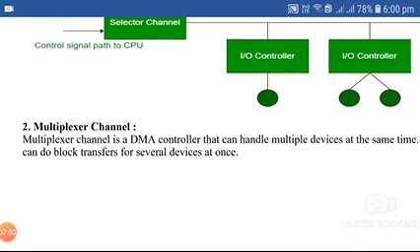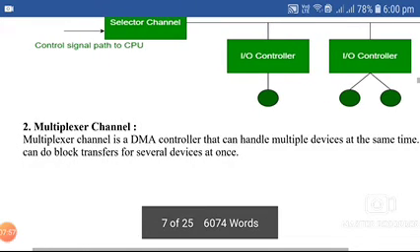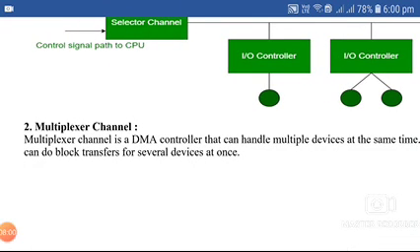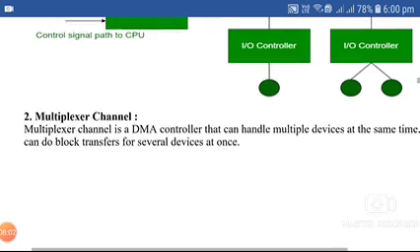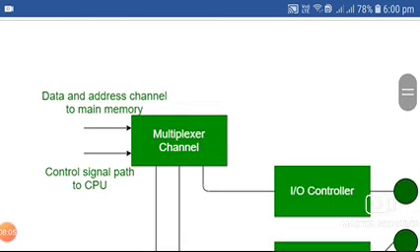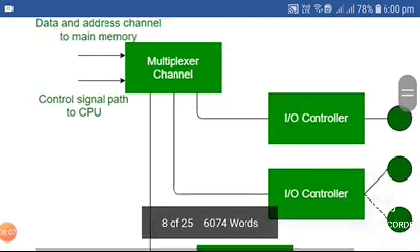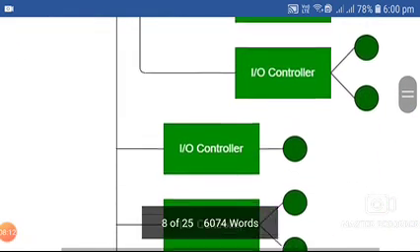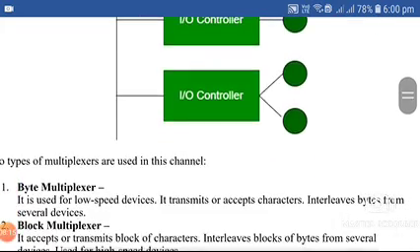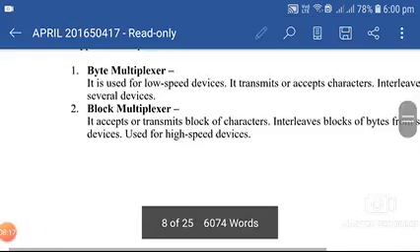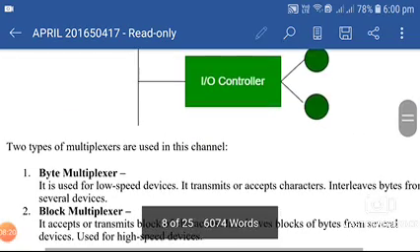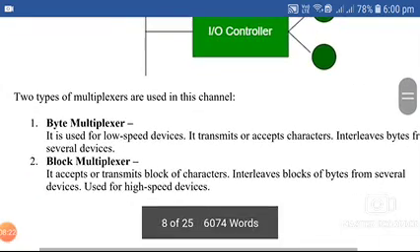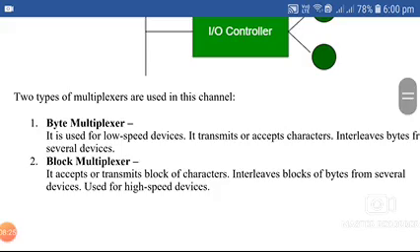So next is multiplexer channel. Multiplexer channel is a DMA controller that can handle multiple devices at the same time. It can do block transfer for several devices at once. Next, data and address channel to the main memory. This is a diagram: a multiplexer channel, I/O controller with single output, I/O controller with two outputs, I/O controller with single output, I/O controller with two outputs. Okay. The two types of multiplexers used in the channel are byte multiplexer and block multiplexer.